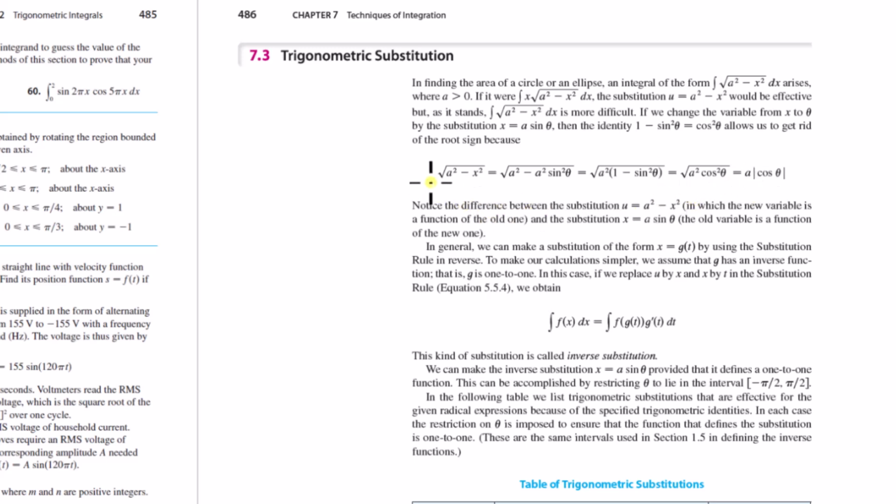By making this substitution, we've simplified the square root of a squared minus x squared to something that we can integrate. It points out here that this technique is the substitution rule, but in reverse. What they mean by that is, with the substitution rule, we defined the variable that we were substituting with as a function of the original variable in the integral, right? So if you had something like this, then we say we're substituting in u, and the u is a function of the variable within the integral.